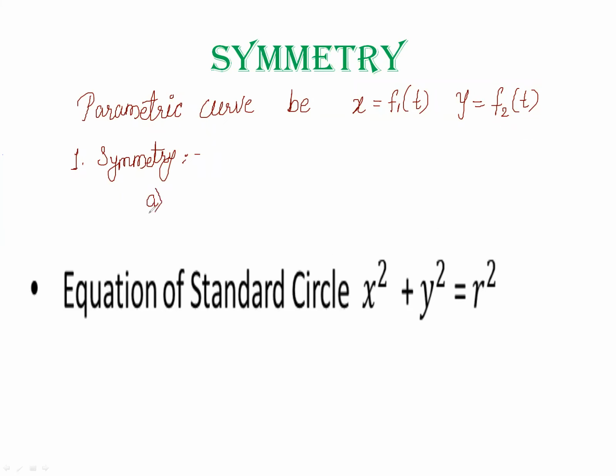First point, if x is equal to f1 of t is even, how we call it as even, we will discuss. If x is equal to f1 of t is even and y is equal to f2 of t is odd, then curve is symmetric about x-axis, symmetric to x-axis.